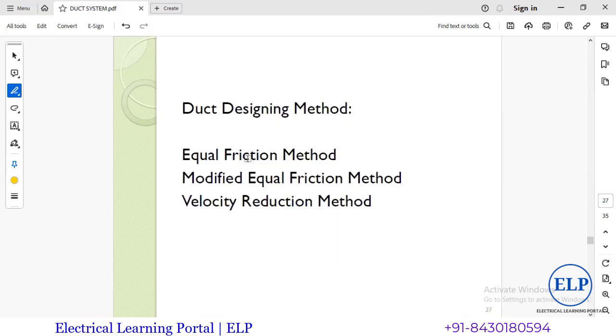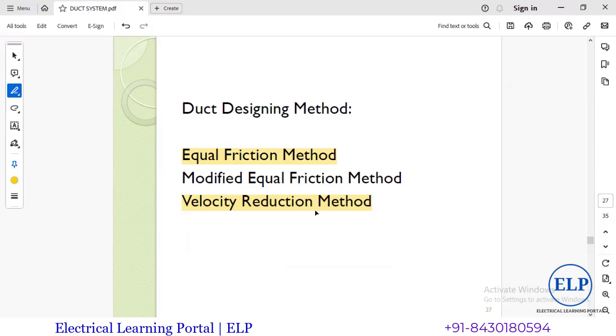Similarly, for duct designing we have 3 methods. We will discuss these methods when we do the designing, but I will give you a rough definition here. Equal friction means you are maintaining constant friction losses, or we can say constant head loss. Velocity reduction method means initial velocity is more and final velocity is less. You maintain the initial velocity and keep reducing the velocity.